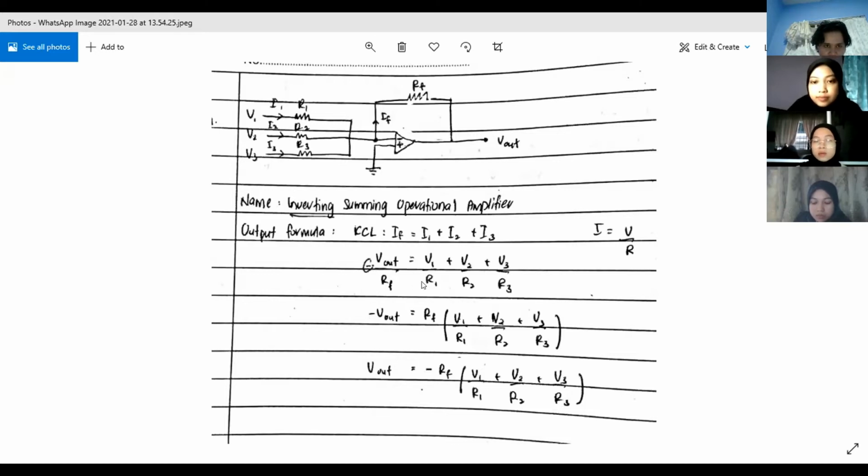So kita basic mathematics. So from this one is divide, kita pergi ke sebelah sana akan dapat times. So basically the rest is very basic. Then we're going to get V out equals to negative RF times by V1 over R1 plus V2 over R2 plus V3 over R3. So that is it for the first configuration.